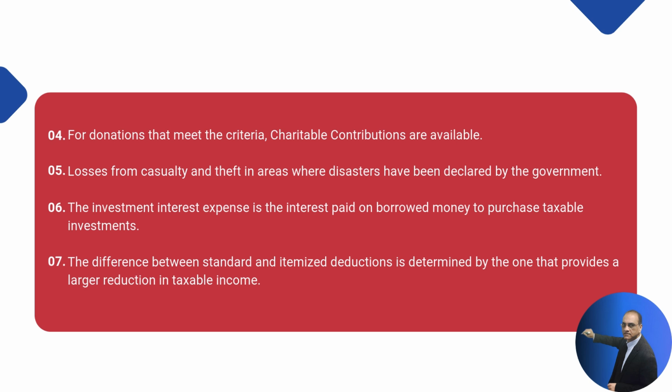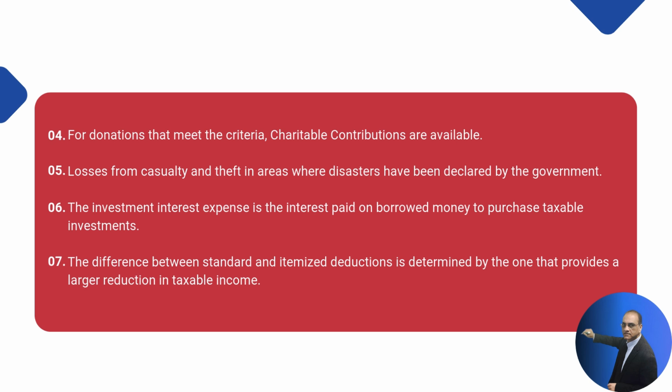Losses from casualty and theft in areas where disaster has been declared by the government. These are all the itemized deductions I'm sharing with you. Number 6, the investment interest expense is the interest paid on borrowed money to purchase taxable investments.